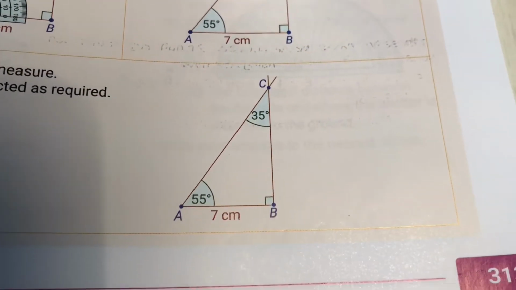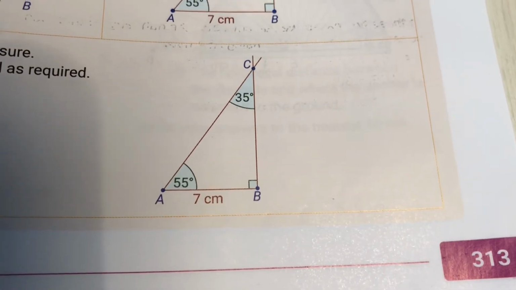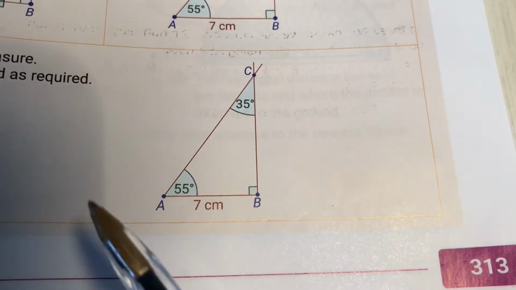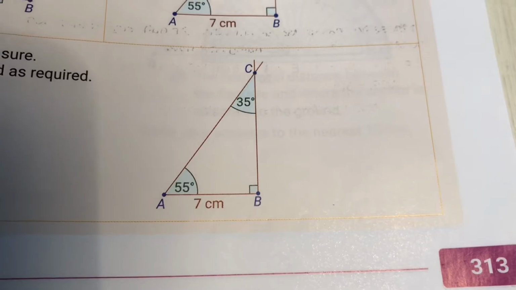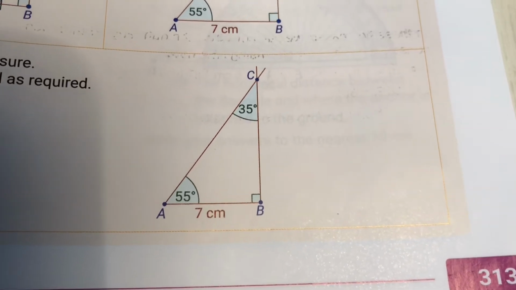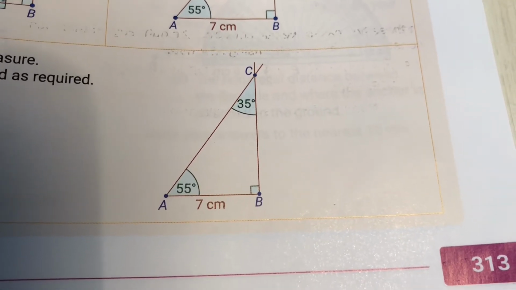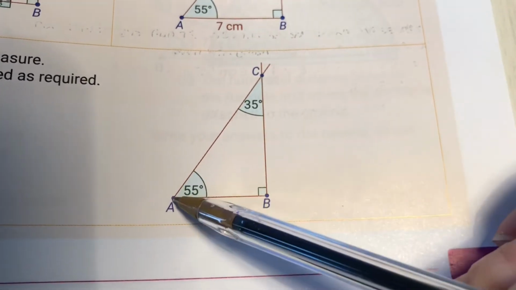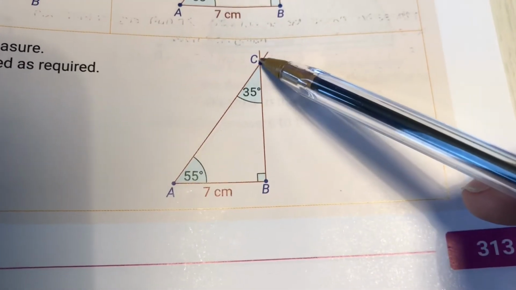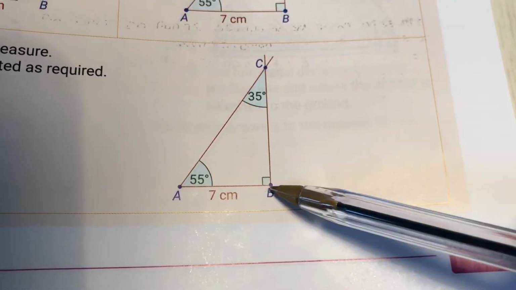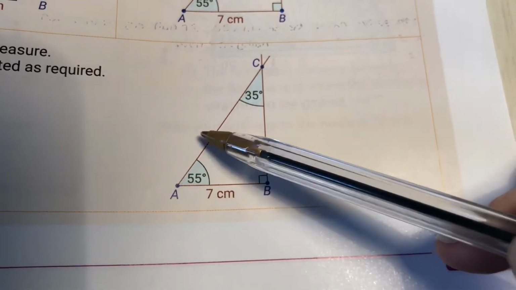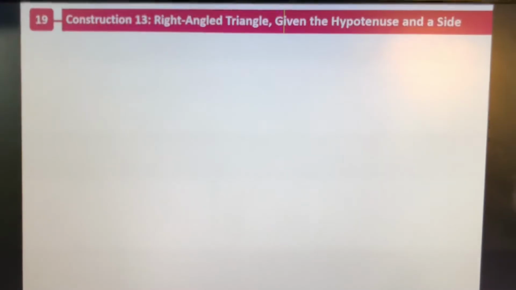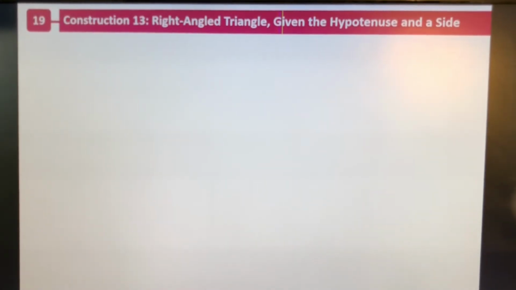Let's try it once more. On this triangle, which side of the three sides of the triangle is the hypotenuse? It's the side AC, this side here. It's not touching the right angle, it's opposite the right angle. So let's learn how we construct such a triangle.